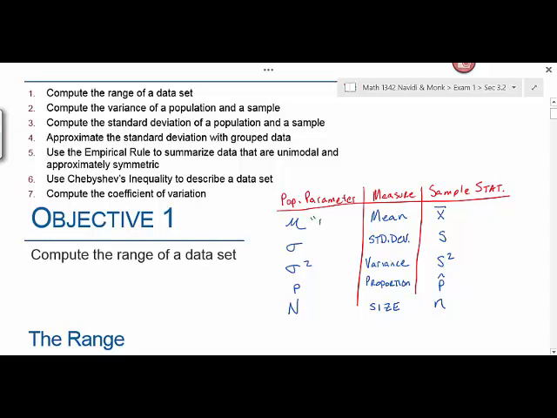This symbol right here is pronounced mu. In green I'll put the pronunciation for the symbols. This is mu, sigma. This one right here is sigma squared. P and N, I'm pretty sure you know what those are, so I'm not going to write those down. This is pronounced X bar, and this one's pronounced P hat.